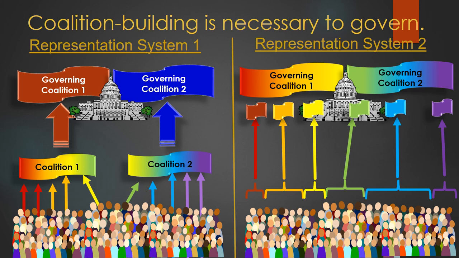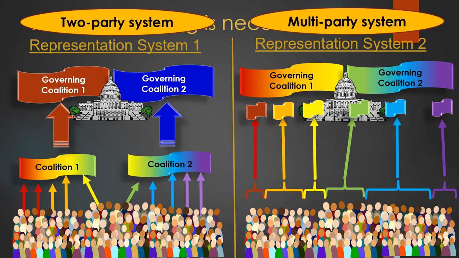In both systems of representation, I want you to see that coalition building takes place. In the two-party system, it tends to take place at the party and grassroots level. Coalition building takes place at the elite level when you're dealing with the multi-party representation system. Functionally, these are what is going on in a two-party system and a multi-party system. So then let's look at the ways that laws facilitate representation, especially as we think about the two-party system here in the United States.